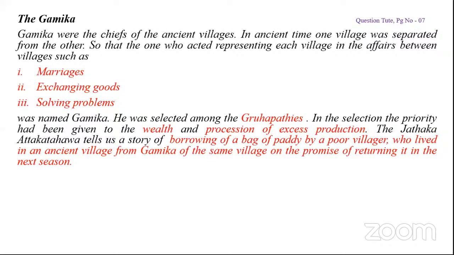The Jataka Atthakatha tells us a story. So what is the story? One villager who did not receive a good harvest had borrowed a bag of paddy from the village headman, with the promise of returning it in the next season when he got a good harvest. So that shows that poor people, the people who did not get a proper harvest, had depended on one who got a proper harvest. So then that person became the village headman.